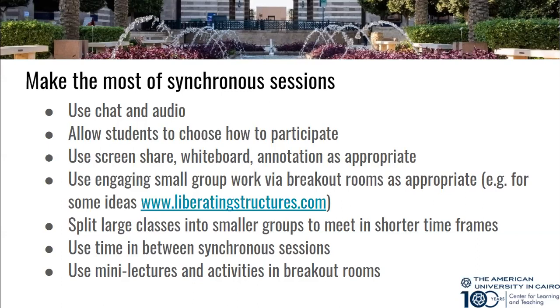Also, if you have a pretty large class, you can split them up into smaller groups and meet them in shorter timeframes. So instead of meeting 50 students in 2 hours, you can meet 20 students for shorter time periods, like a half hour each, for example, instead of meeting everyone for a long time. And then use the time in between synchronous sessions to still be in touch with students and follow up with them on asynchronous work or semi-synchronous work. And then when you're in a synchronous session, do some kind of mini lecturing, like 10, 15 minutes of lecturing, and then do activities, breakout rooms, let the participants do stuff.